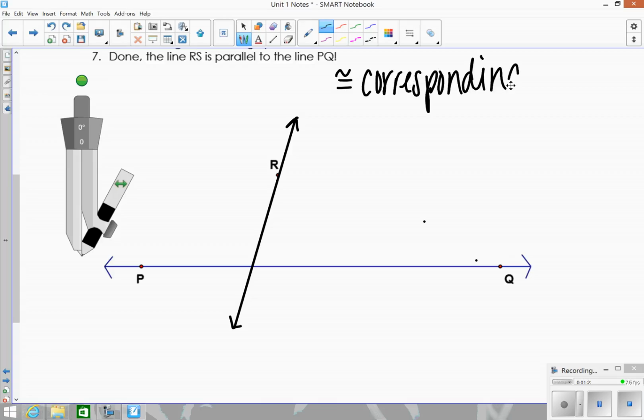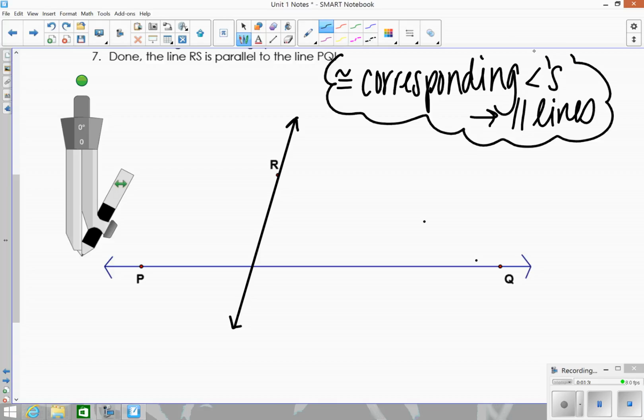So we're going to do what's called the converse. We're going to create congruent corresponding angles, which will lead us to the conclusion that the lines must be parallel. So the converse means I switch the order of my conclusions. I'm going to start with the congruent corresponding angles to imply that the lines are parallel. So that's what I'm doing here. I'm going to copy this angle, and I'm going to place it up here in the corresponding position.